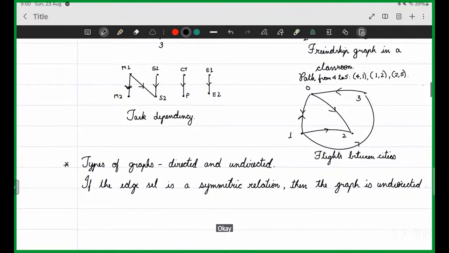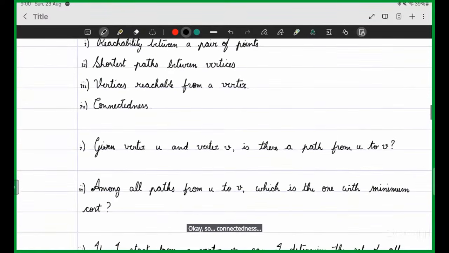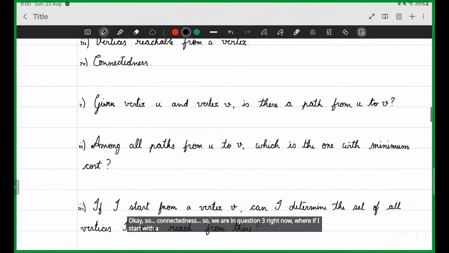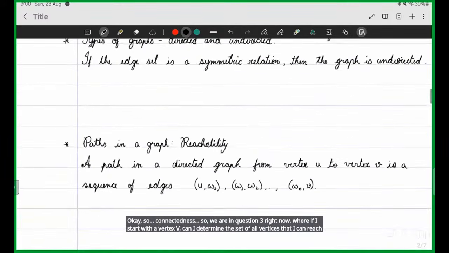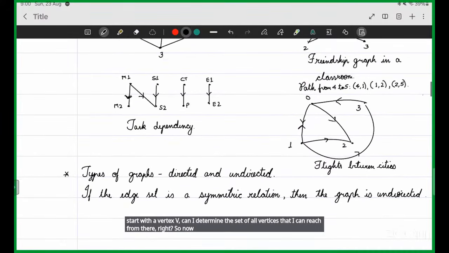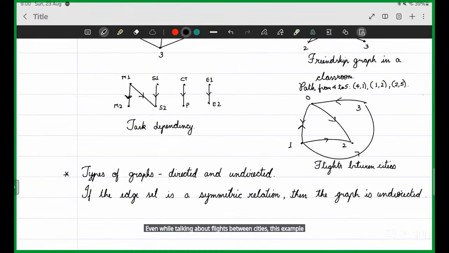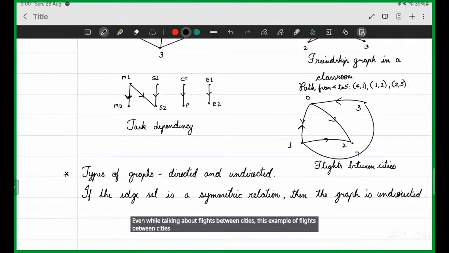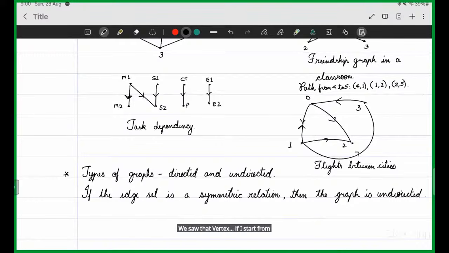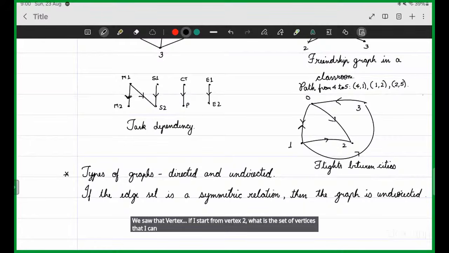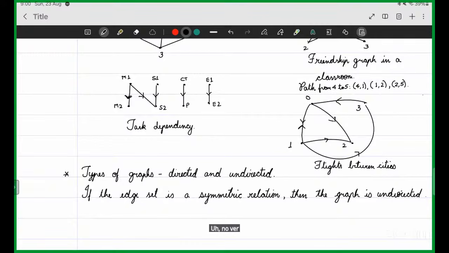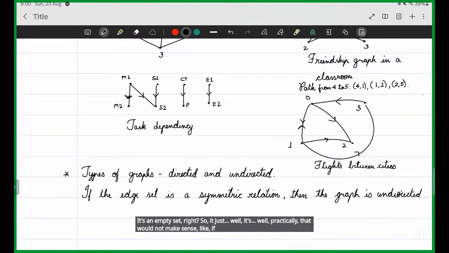Okay, so connectedness. We are in question 3 right now, where if I start with a vertex V, can I determine the set of all vertices that I can reach from there? Even while talking about the example of flights between cities, if I start from vertex 2, what is the set of vertices that I can reach? No vertex. It's an empty set, right? Practically that would not make sense, like if the flights come, they have to go somewhere. So don't think about that for now. That is an empty set.